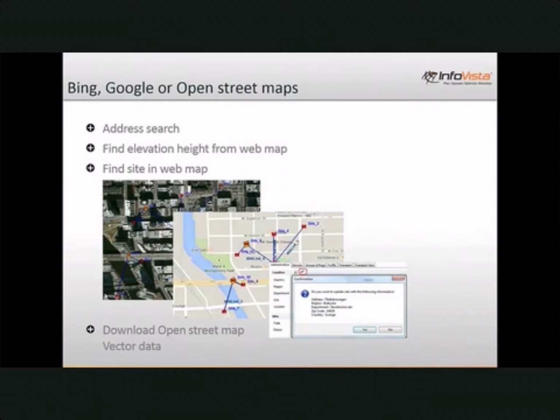You can find the site in the web map, and you can also download OpenStreetMap vector data. So by using a feature, you download the vectors, and then you have an accurate vector data that you can use together with your clutter and height data within Ellipse.